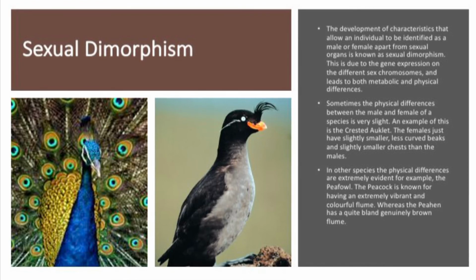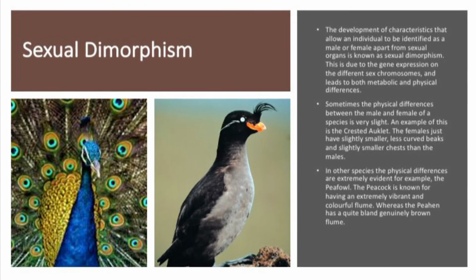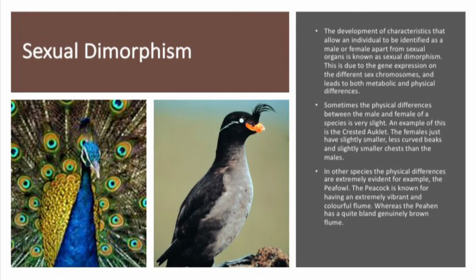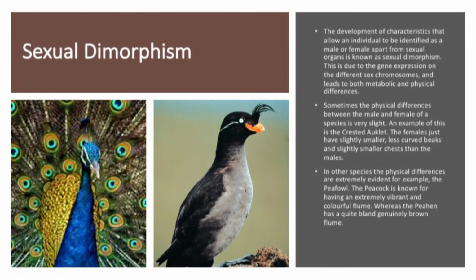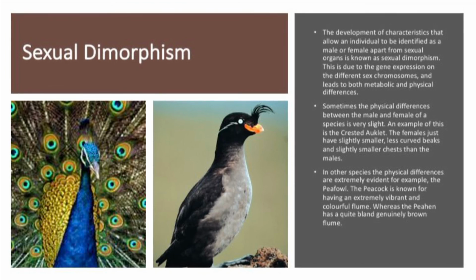Sometimes the physical differences between the male and female of a species are extremely slight. An example of this is the crested auklet. It's a bird in which the female has a slightly smaller, less curved beak and just a slightly smaller chest than the male, whereas in other species the physical differences are extremely evident. An example of this is the peafowl. The peacock is known for having an extremely vibrant and colourful plume, whereas if you look at the peahen, it's got quite a bland, generally brown plume.